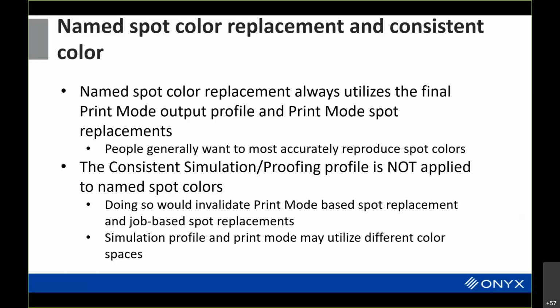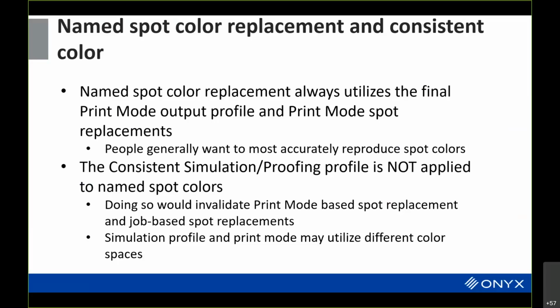Because people generally want to get the most accurate reproduction of the colors using whatever they have in the printer. It's kind of like using spot colors in a press. You want to use the spot color, not the CMYK, and so that's what it does. Now, consistent simulation profile is not used for those, and if you tried to do so, there's some problems with that, because basically this invalidates the print mode based spot replacement as job based spot replacements.